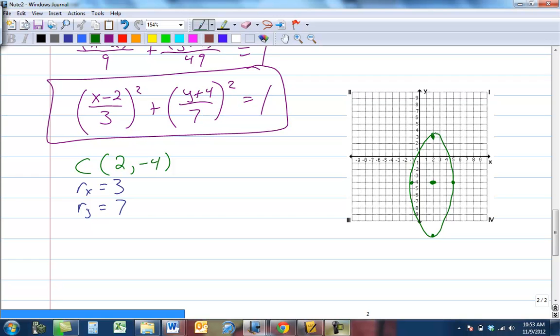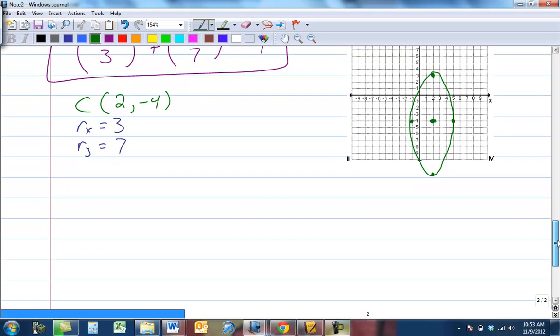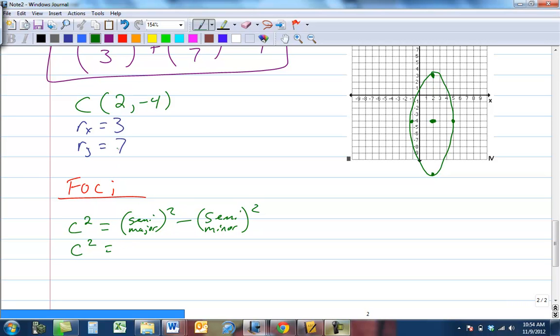All right, but there's some other things that I want to know about. The other things I'm going to expect you to graph are the foci. And that brings us here. The foci. Now, if you recall from the first page, c squared equals the semi-major squared minus the semi-minor squared. Now remember, semi-major and semi-minor are r sub x and r sub y. It's just a question of which one's major and which one's minor. So in this case, c squared equals semi-major, the major is going to be 7 squared, minus the minor here, which is 3 squared.